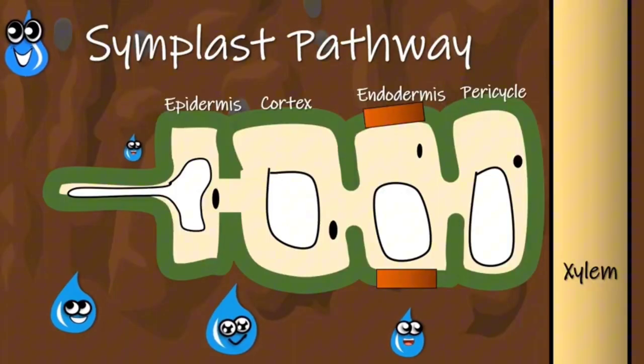Another way of transport is through the symplast pathway, wherein the water molecules move by osmosis using the plasmodesmata door and the cytoplasm of the cell for movement from one cell to the other, and it finally reaches the xylem and travels to the stem and leaves.